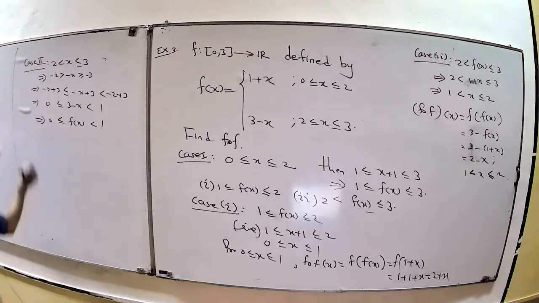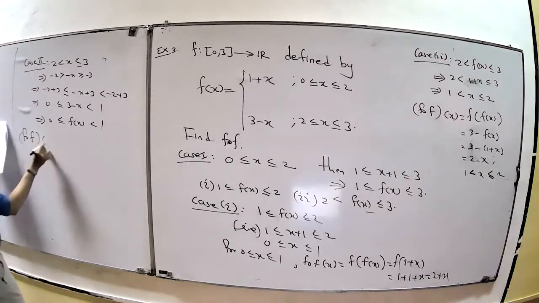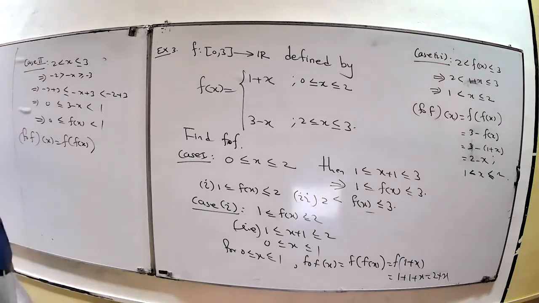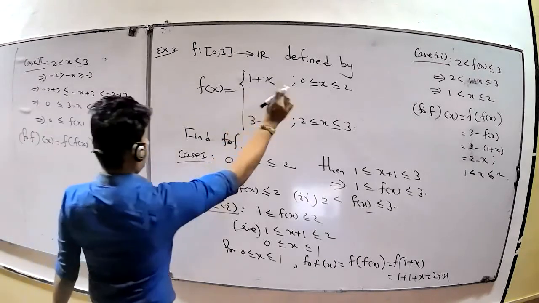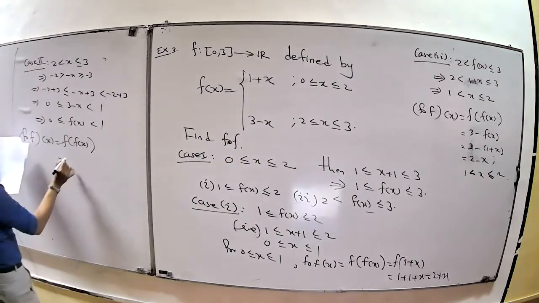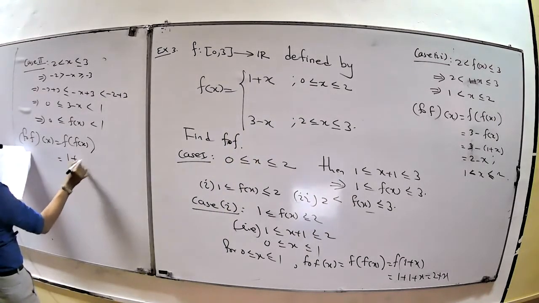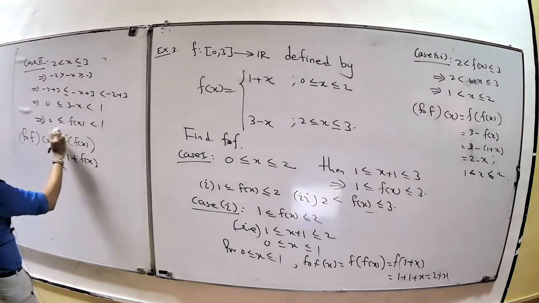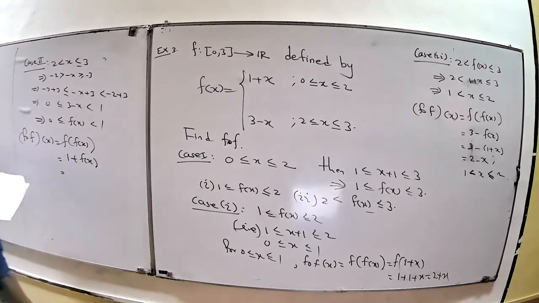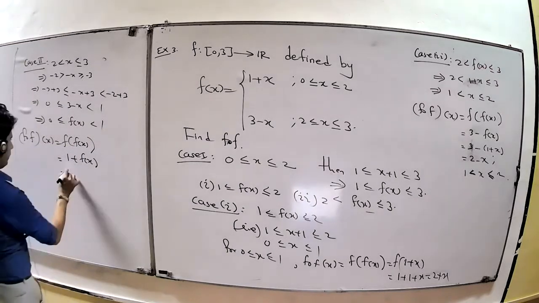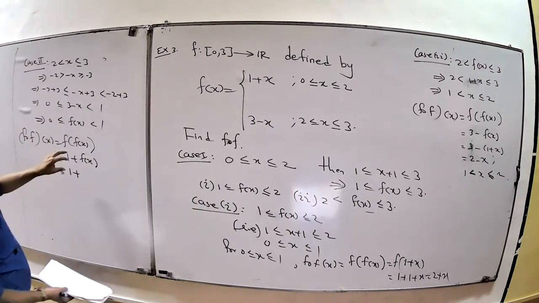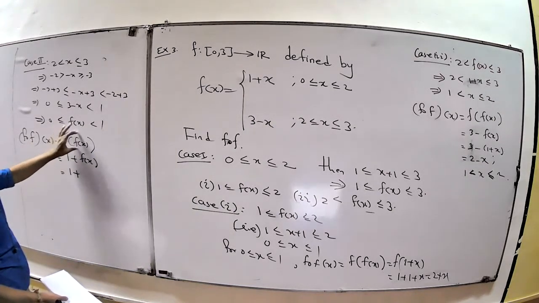Yes. Now you want to find the f composition f of x. For f of x in the range 0 to 1, it is 1 plus f of x. Now, okay, 1 plus f of x. What is the f of x for this x range? It is the f of x function; the f of x function range is one.